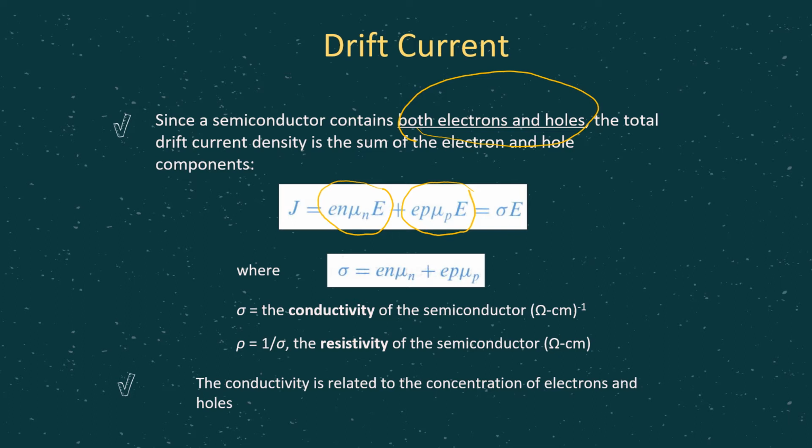Which equals the conductivity times E, which is the magnitude of the electric field. Then the conductivity is given by this formula: sigma equals e n mu_n plus e p mu_p. So overall, this is the drift current formula for both electrons and holes.